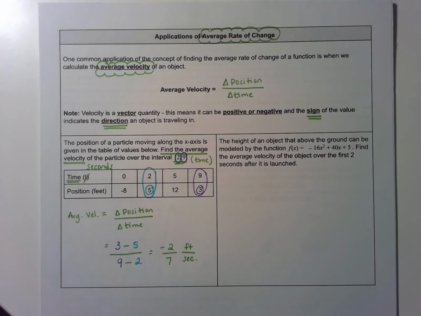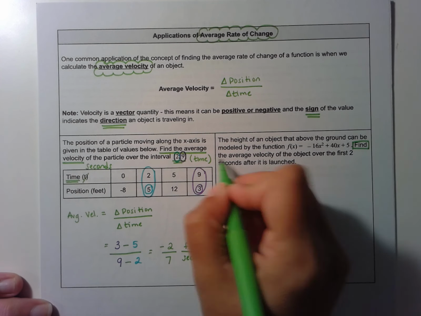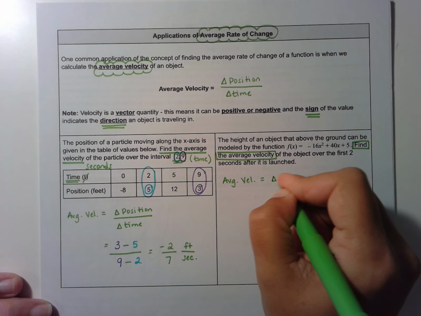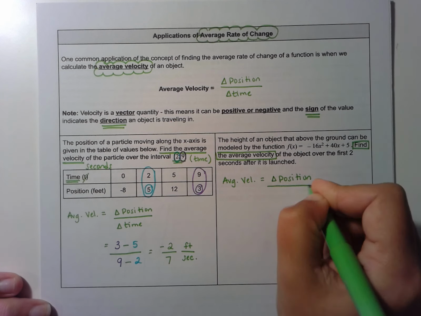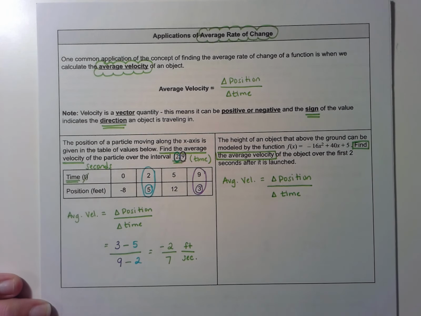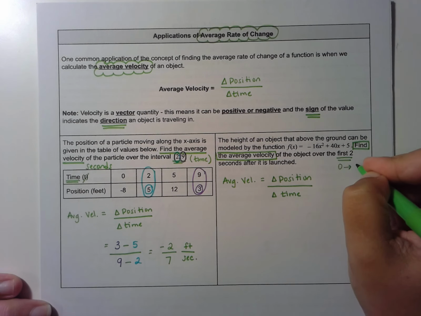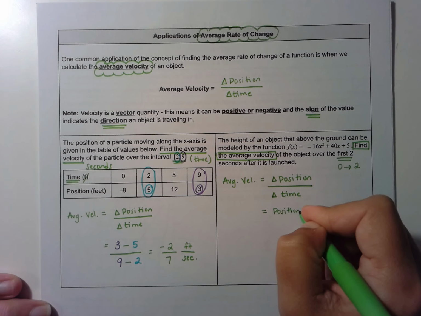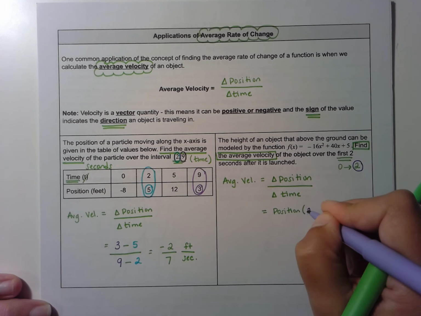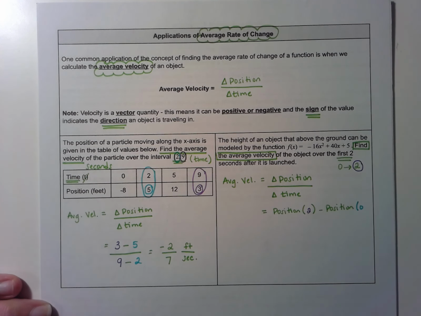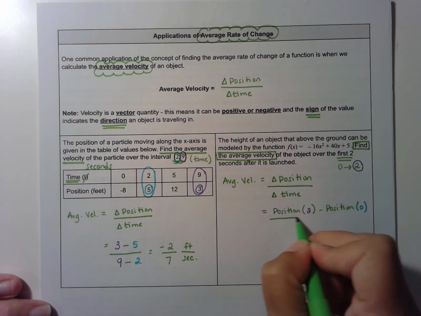Now, another way we could ask this question is we could say the height of an object above the ground can be modeled by the function given. Find the average velocity over the first 2 seconds after it is launched. So if we want to find the average velocity, that means that we want to calculate the change in position over the change in time. Now it says here over the first 2 seconds after it is launched. So that means we're going from 0, which is the beginning, to 2. What that means is that we want to know the position at 2, that's kind of like our ending time, minus the position at 0, that's kind of like our beginning time, all over 2 minus 0.